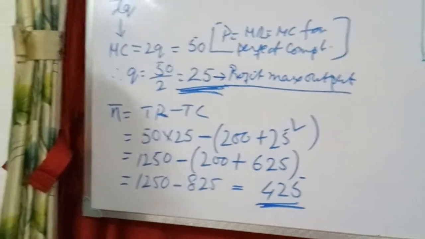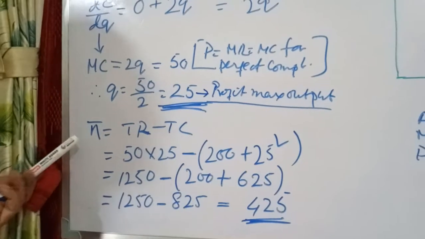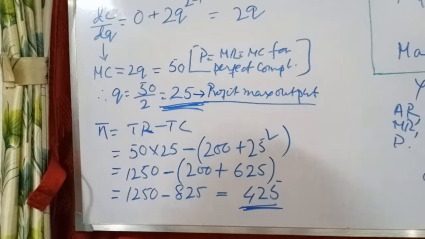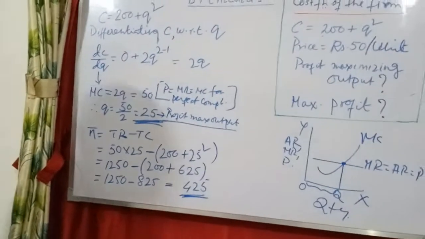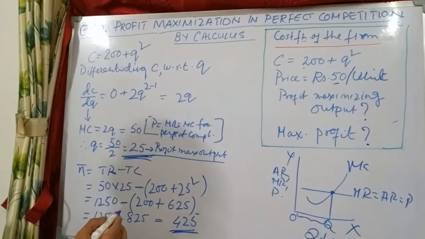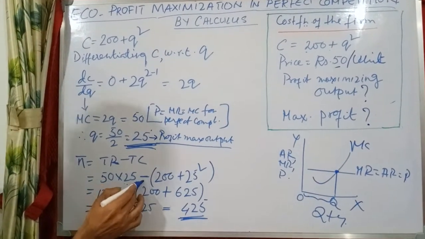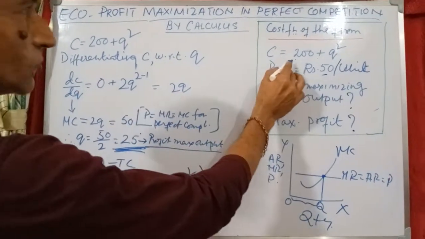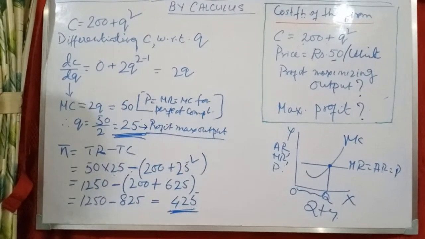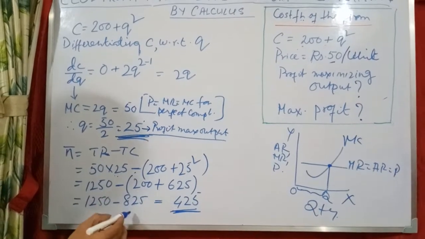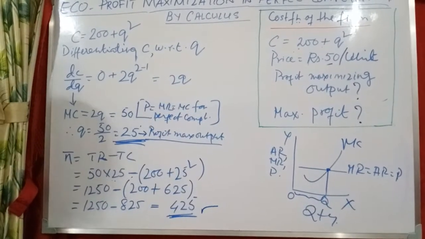Correct? Now we have to find out the maximum profit. The profit is given by the difference of total revenue and total cost. What is total revenue? Price into quantity. Price is 50 per unit and quantity is 25. So 50 into 25 is total revenue minus total cost. What is the total cost? 200 plus Q square, that is 200 plus 25 square, that is equal to 1250 minus 825. So 425 is the amount of maximum profit of the firm.